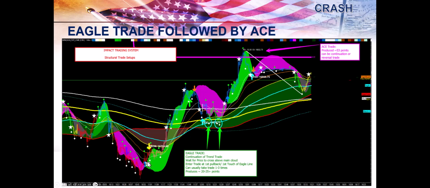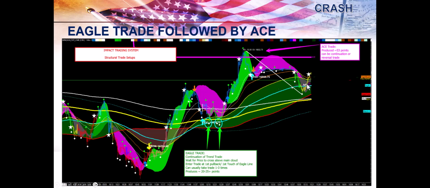You can see that we had a buy signal down here. We have a buy cloud. We come up to the top, and we come back and pull back. So the direction of the trade now is up. We take our first pullback move to the eagle trade. We can usually get between 1 and 3 eagle trades in this particular type of setup. Each one of these takes 20 to 25 points.